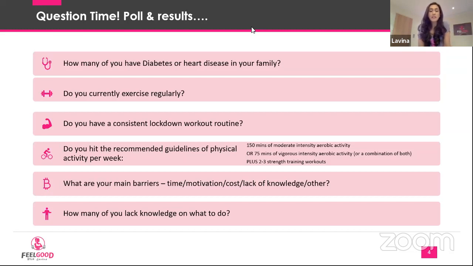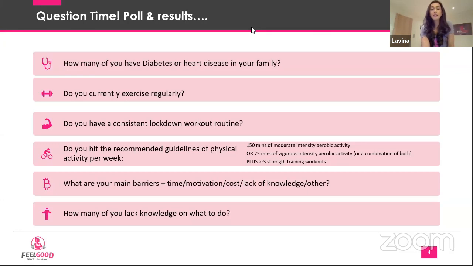So do you currently exercise regularly? Yay, 77% of you have said yes. That actually makes my day. I'm so pleased. I'm very passionate about making sure our especially Asian community start exercising more, because the actual YouGov poll and the statistics that I'll go through show that a lot of us are still very physically inactive compared to the general white population.